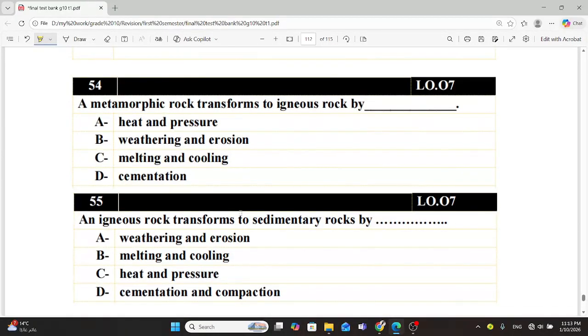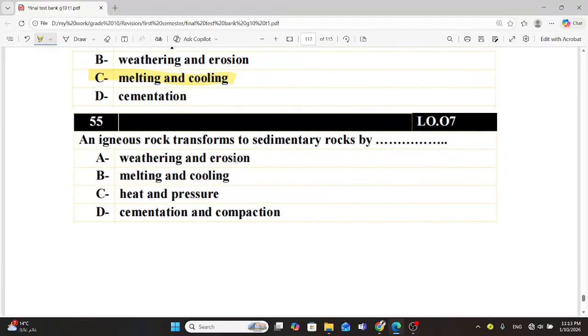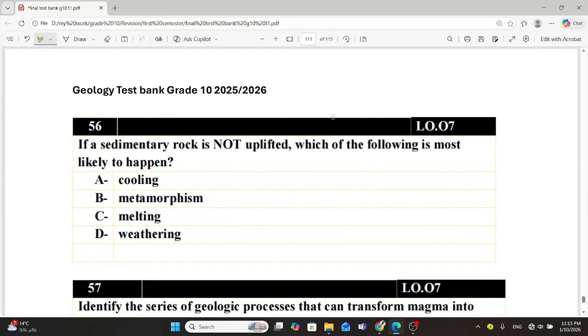Question 54: a metamorphic rock transformed to igneous rock by heat and pressure. ثواني دي تركاية. هنا نركز في السؤال، بيقولك الميتامورفيك هي اللي اتحولت لإجنيس إزاي؟ By melting and cooling. طيب an igneous rock transformed to sedimentary rock by weathering and erosion. تمام. طيب بيقول في 56 if a sedimentary rock isn't uplifted it remains buried. تمام، يبقى كده هيحصل لها إيه؟ Increase of pressure و temperature، يبقى كده هيحصل لها metamorphism.